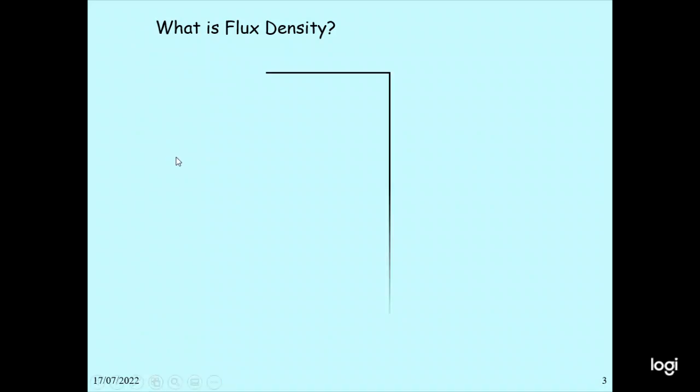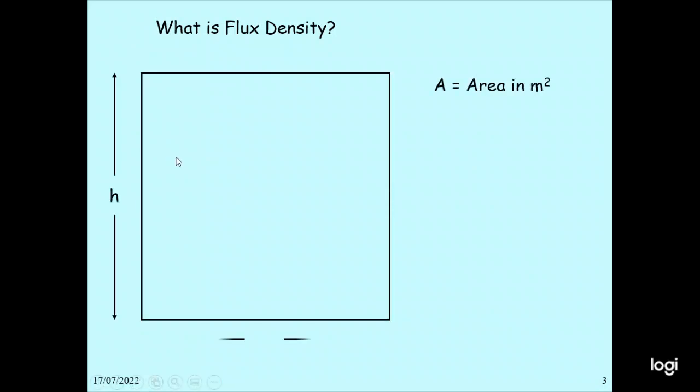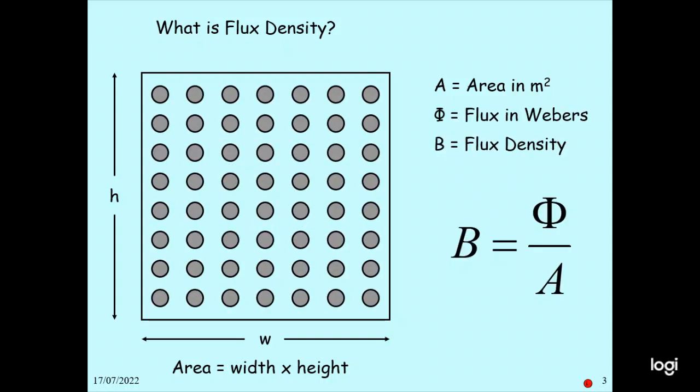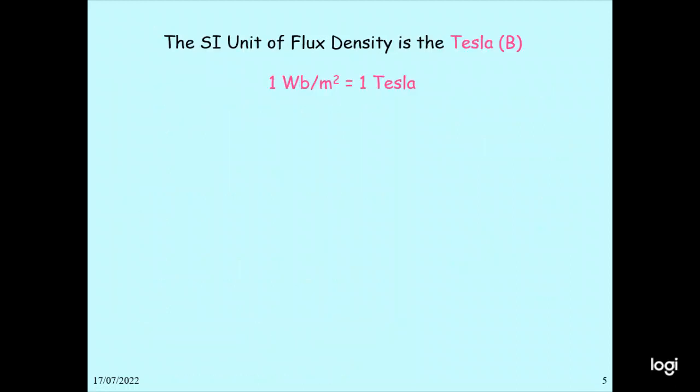So this is the flux density here. Area in meter square, so this is the area. The flux density can be calculated as phi by A. So this is how the flux density can be calculated. The SI unit of flux density is Tesla, 1 Weber per meter square is 1 Tesla.